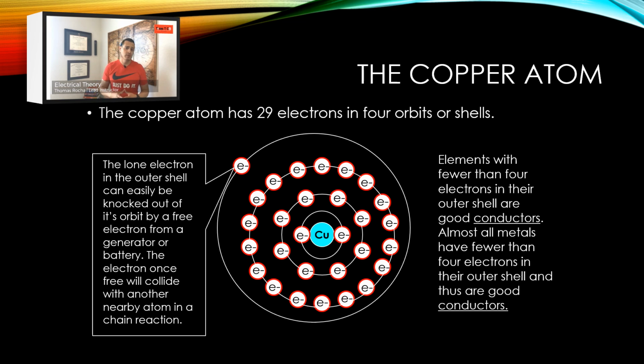Let's take a look at the model of a copper atom. The copper atom has 29 electrons in 4 orbits or shells. The lone electron that you see in the outer shell can easily be knocked out of its orbit by a free electron from, say, a generator or a battery. The electron, once free, will collide with another nearby atom in a chain reaction. Elements with fewer than 4 electrons in their outer shell are good conductors. Almost all metals have fewer than 4 electrons in their outer shell and thus are good conductors.